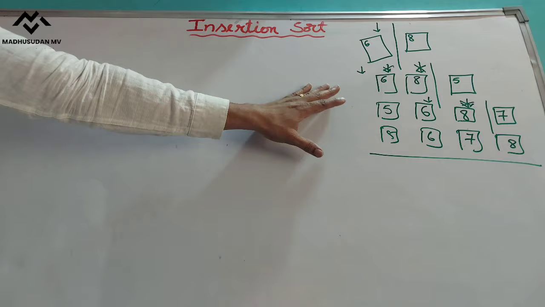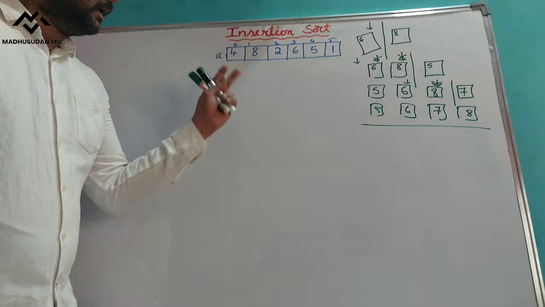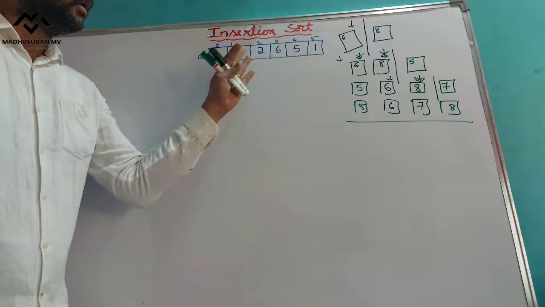Now let us take one simple example. Let us take this example: 4, 8, 2, 6, 5, 1. These are the elements we need to sort. Now, let us see how to apply insertion sort. First, let us design.